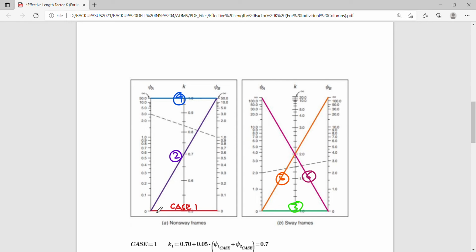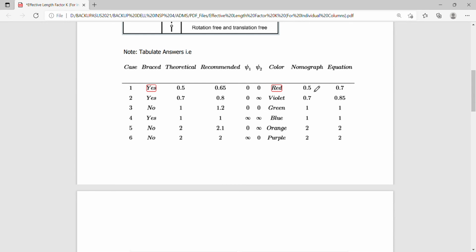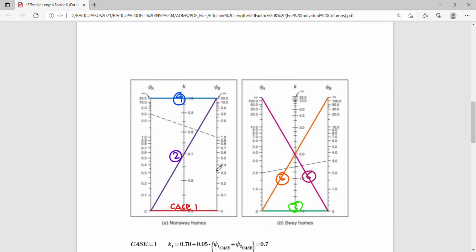Okay, so for case 1, we simply plot the psi values of the two ends, 0, 0. So we get K simply equal to 0.50, which is then tabulated here in the nomograph column. Then for case 2, we plot the psi 0, infinity, so we get 0.7.